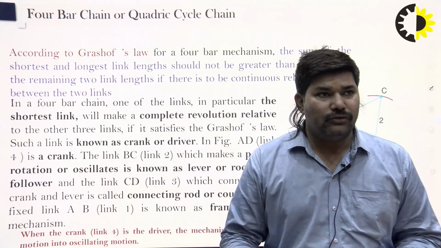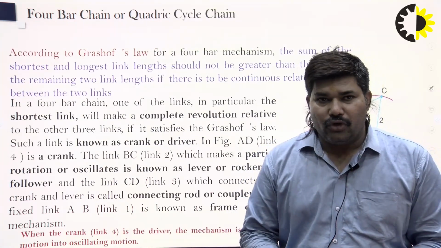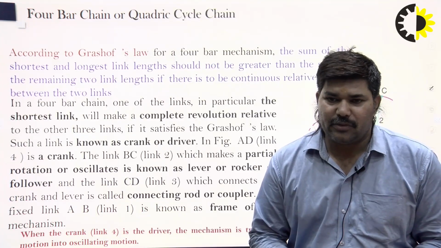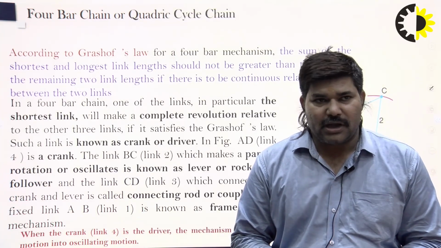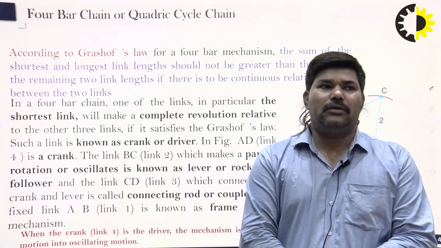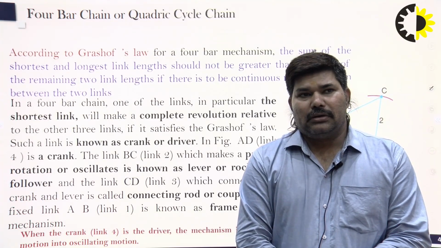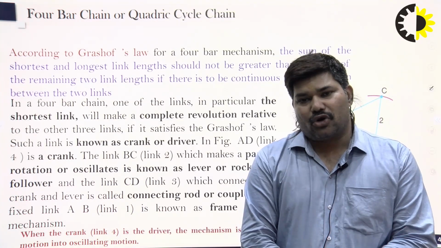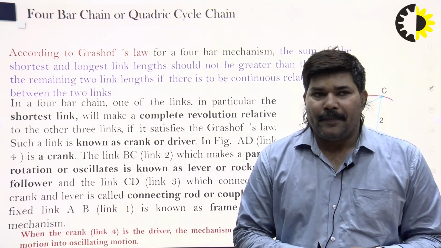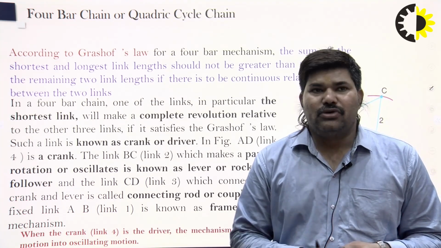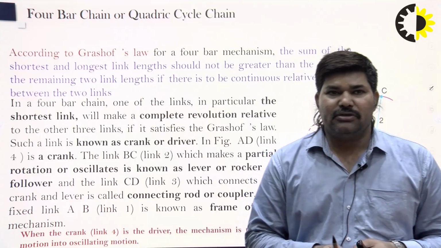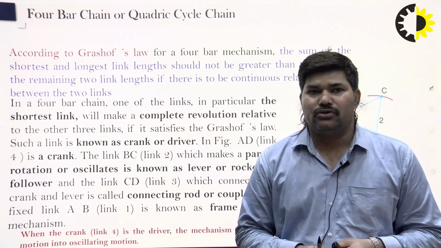By fixing the different linkages, in the four-bar chain, Grashof's law is very important. Grashof's law is used for the development of the four-bar mechanism, or we can draw the four-bar. For drawing the four-bar mechanism, Grashof's law says that the sum of the shortest and longest link lengths should not be greater than the summation of the other two links if there is to be continuous relative motion between the two links. So these are the basic rules.